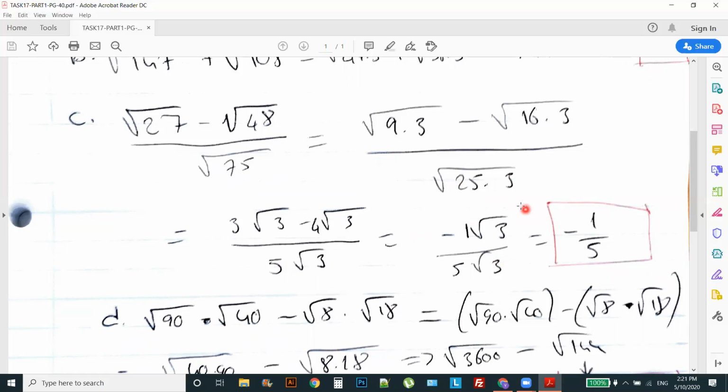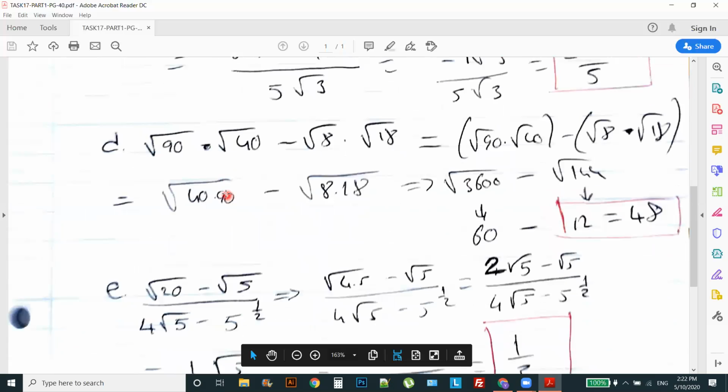Right, so the final look will be like this: negative 1 root 3 for the top part of this fraction, and 5 root 3 for the bottom part. So now root 3 divided by root 3 will be 1. Negative 1 times 1 will be negative 1. And 5 root 3 divided by root 3 will be 1 for the bottom part, so 5 times 1 will be 5. So the answer will be negative 1 over 5.